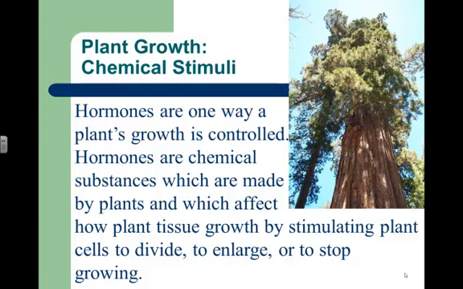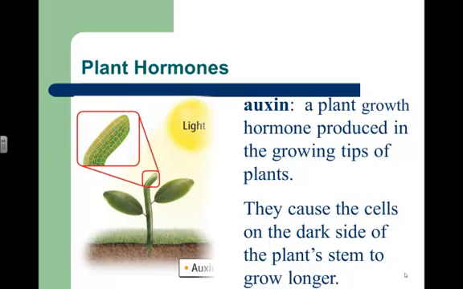Hormones are one way a plant growth is controlled. Hormones are chemical substances. They are made by a plant in a certain area. Then they travel by the phloem and the xylem to go to another area where they're going to have the effect upon the plant by stimulating the plant to divide, to enlarge, or even to stop growing. So there's hormones to start the growth and hormones to stop the growth.